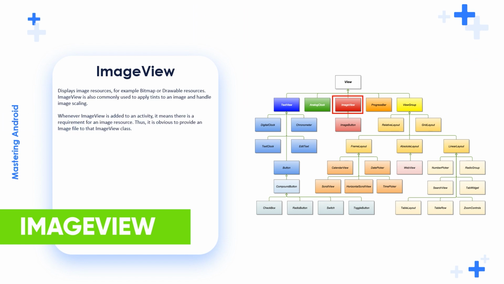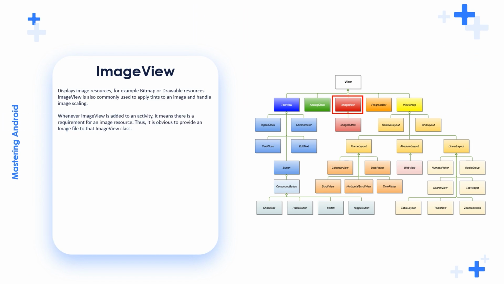In this video, I'm going to talk about the image view. Image view displays image resources, for example, bitmap or drawable resources. Image view is also commonly used to apply tints to an image and handle image scaling.